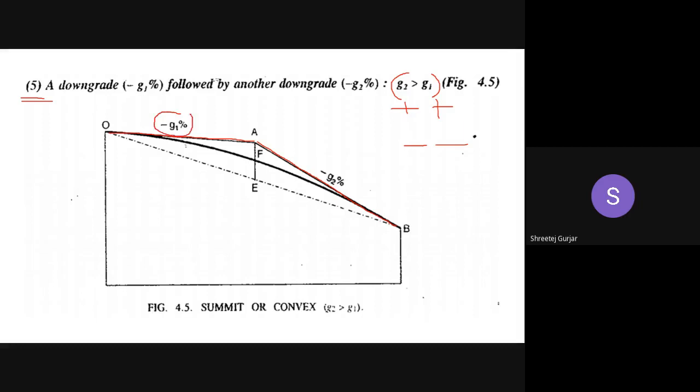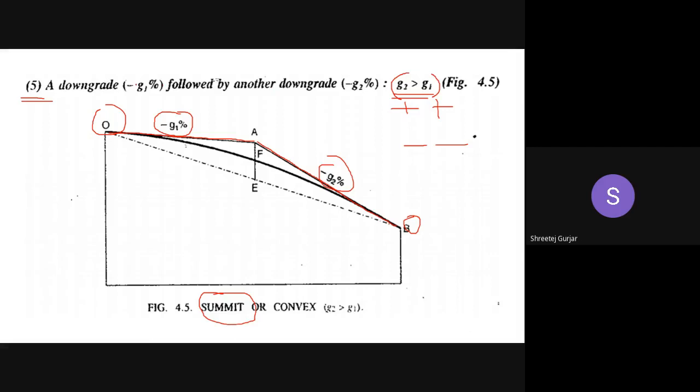So it is minus G1 and minus G2, but G2 is greater than G1. Okay, so to join these two gradients, we are using a vertical curve. You can see a dark line starting from O going up to B. So it is the vertical curve, also known as summit curve.